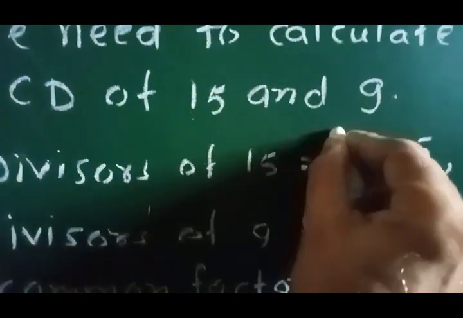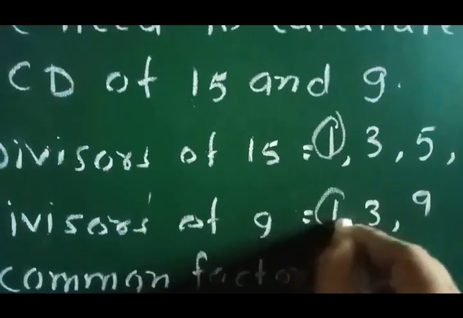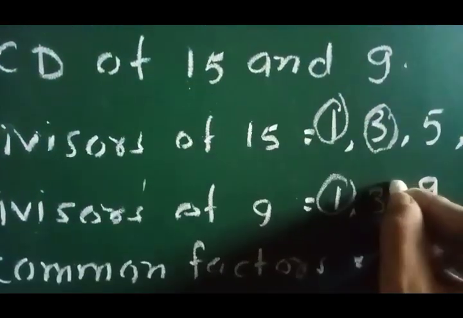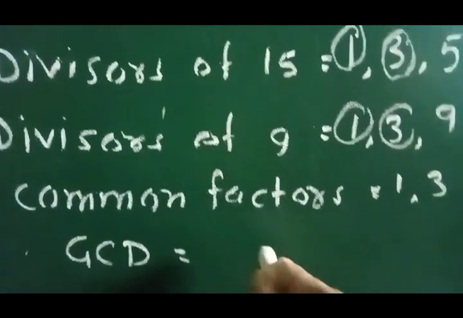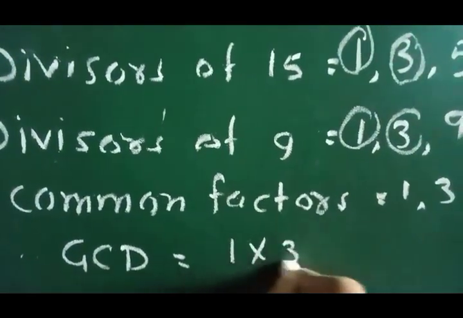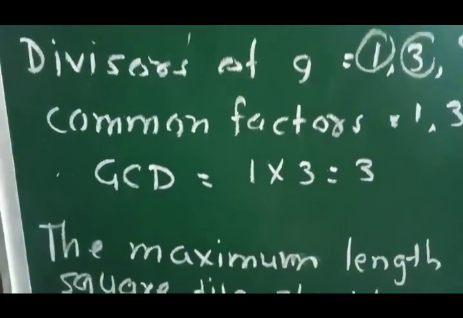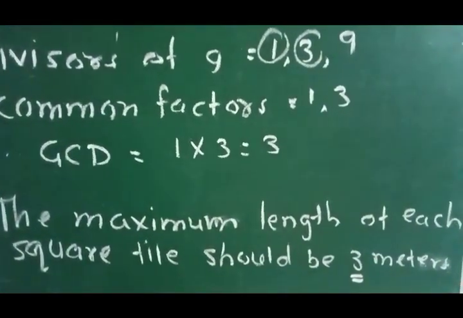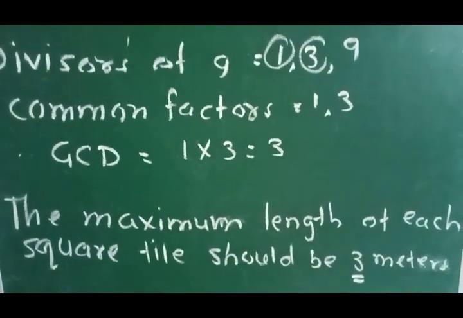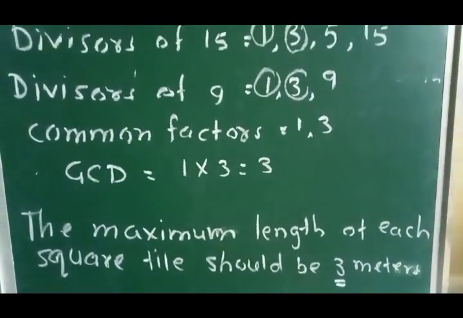Your common factors here 1, here also 1, here 3, here 3. So common factors are 1 and 3. The GCD is 3. Therefore the maximum length of each square tile should be 3 meters.